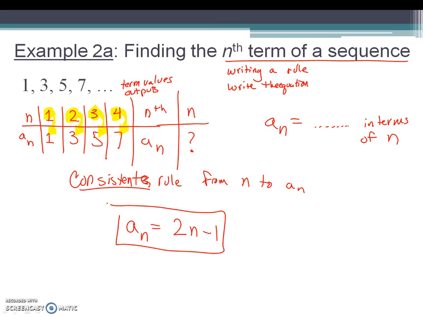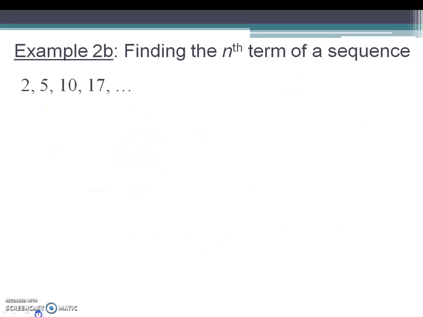So if we wanted to find the 100th term in this sequence, it would simply be 2 times 100 minus 1. So in this particular case, 199 would be the 100th term of this sequence. All right? But the answer is a sub n equals 2n minus 1, just like that. So let's just dive through a few more.